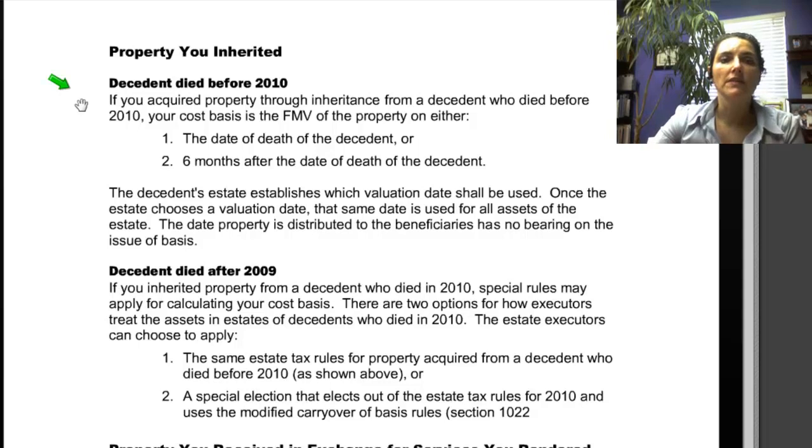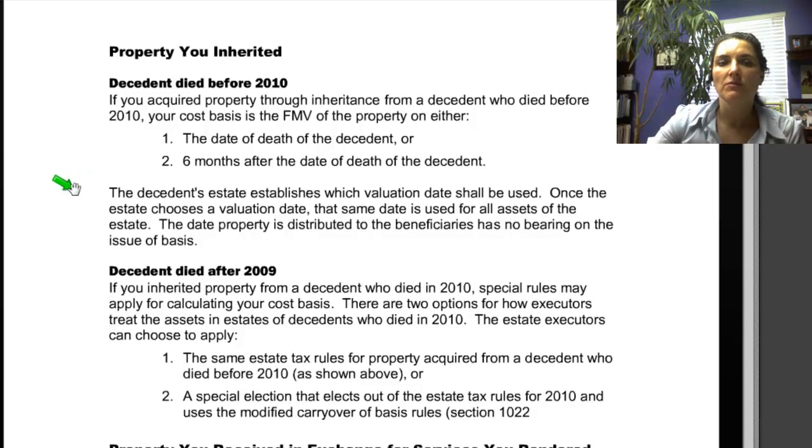Now, if the decedent, that is the person who died and left you the inheritance, died before 2010, if you acquire that property through inheritance from a decedent who died before 2010, your cost basis is the fair market value of the property on either the date of death of the decedent or 6 months after the date of death of the decedent.